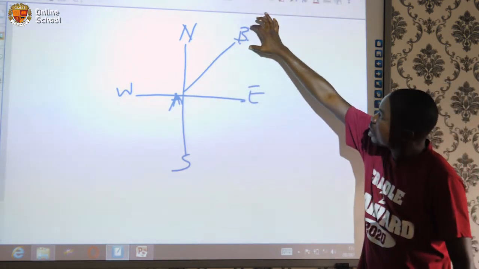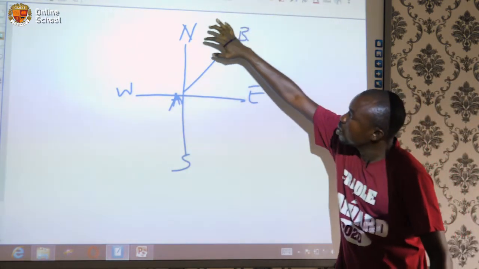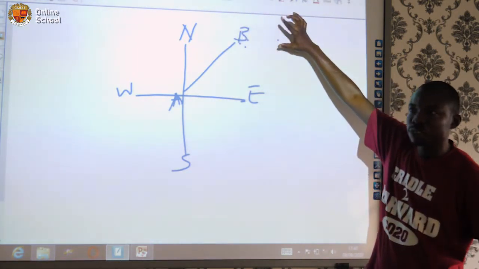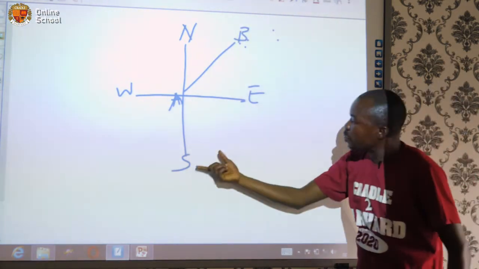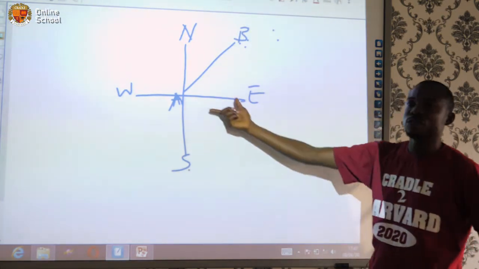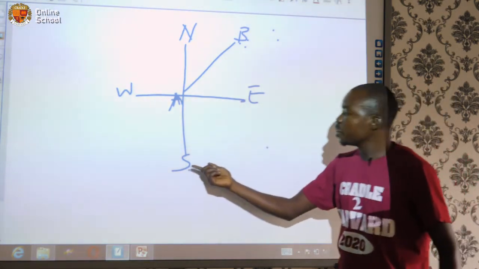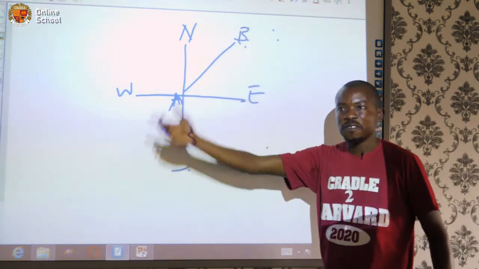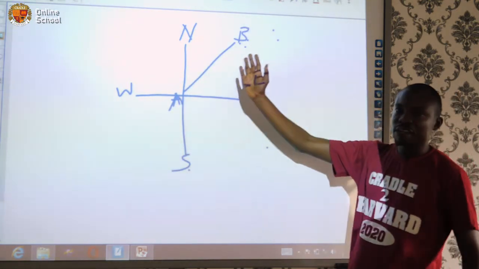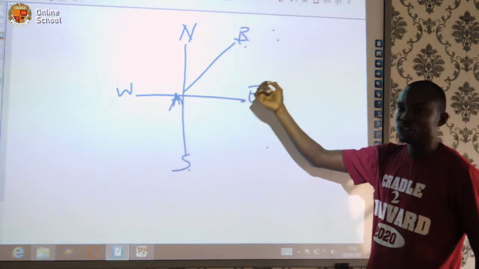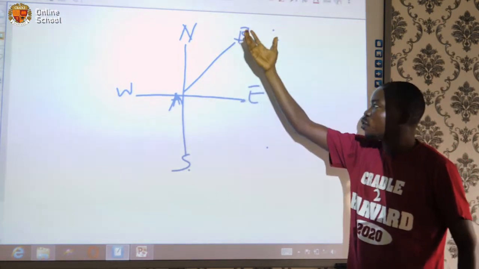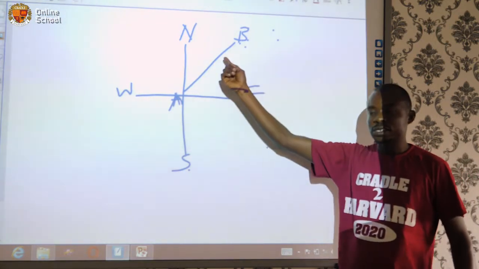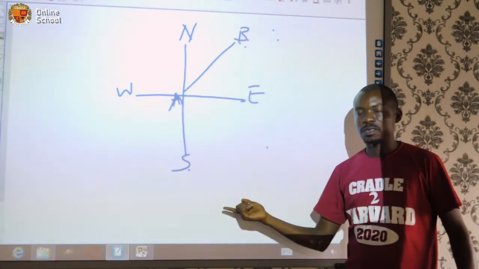Now from here, if you are found in any location between the two points, it's going to give you something different. If you find yourself between the south and the east, it's going to give you something different. Between south and west, different. North and west, different. But whichever direction you want to give, make sure you make reference to the north and the south.